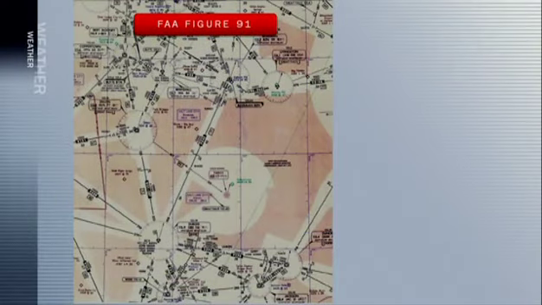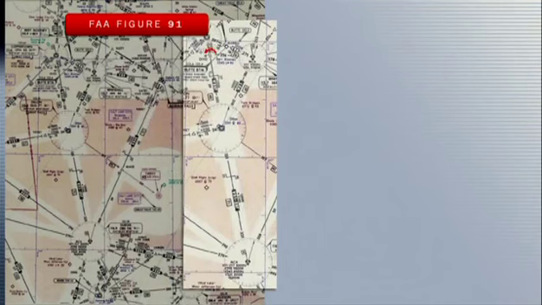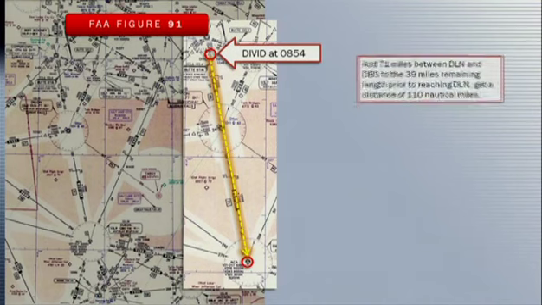Here's figure 91 from the FAA. Let's zoom in to the 2 points of interest, CPN VORTAC at 0850, Divid at 0854. We see that at Divid, the 9 nautical miles in 4 minutes equals a ground speed of 135 knots. So now we have our ground speed. We go back and look at our planned flight at Divid at 0854.